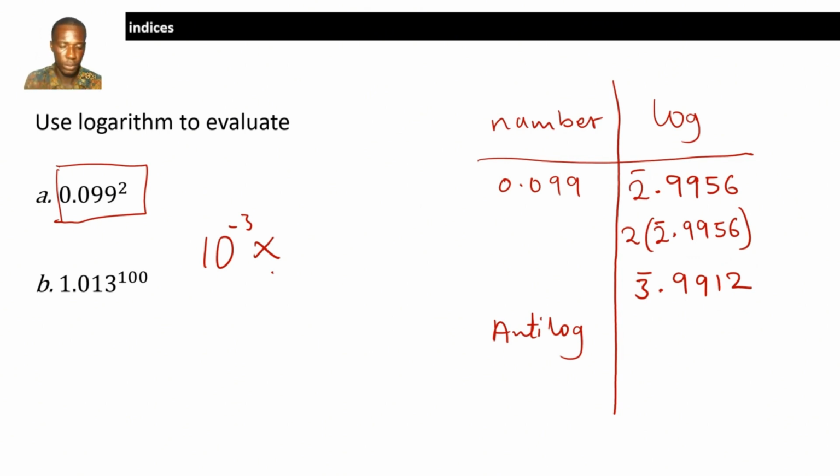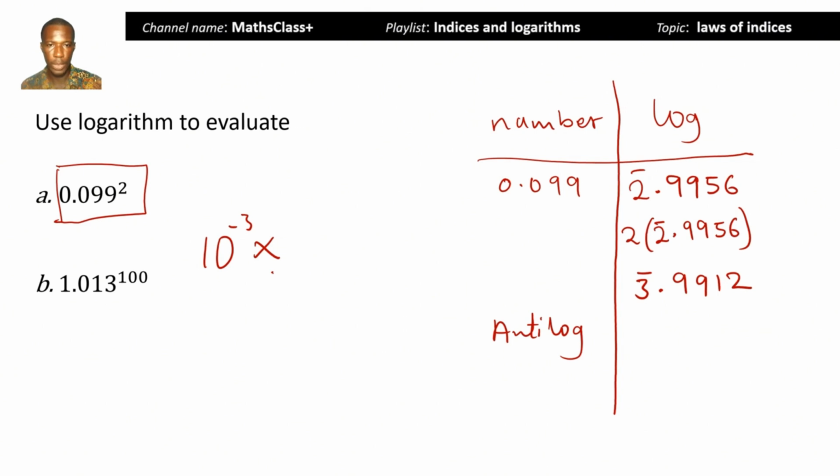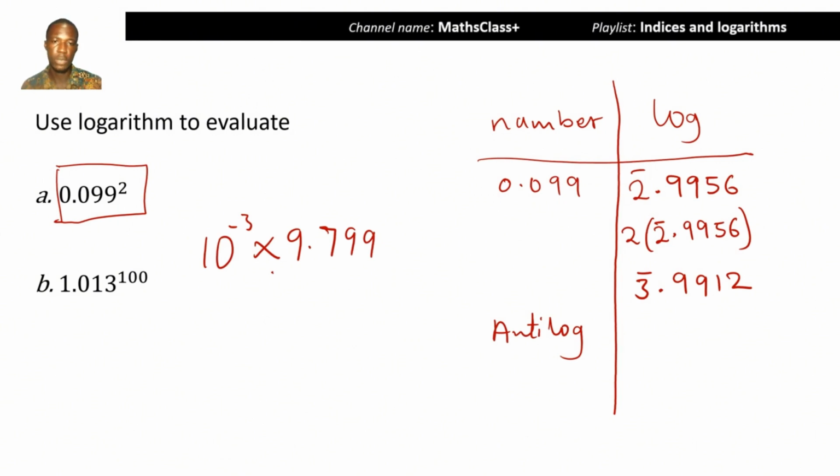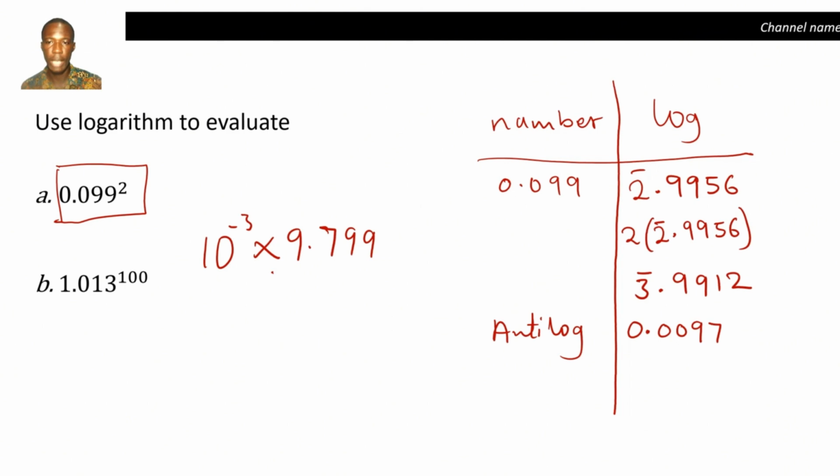So antilog of the mantissa, so that gives me 9.799. So this is what I have. So when I multiply this, I'm going to get 0.009799, and that is the result obtained for the first example.